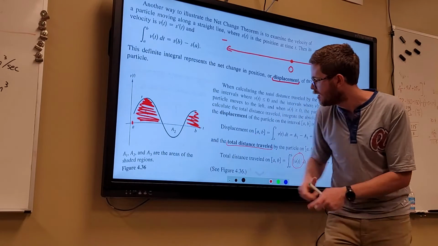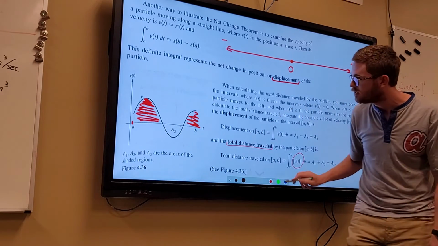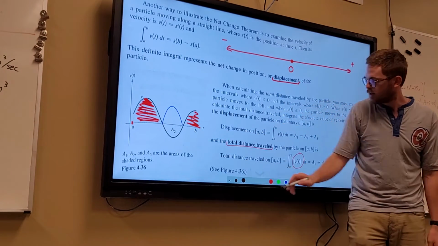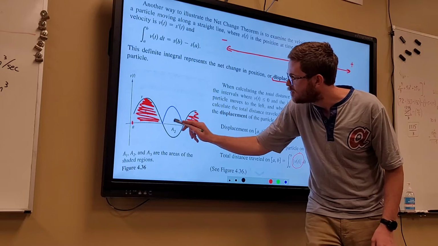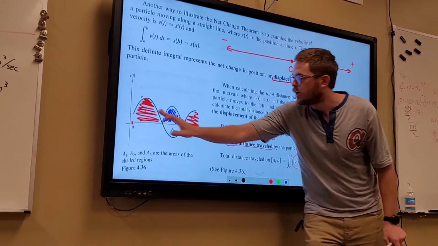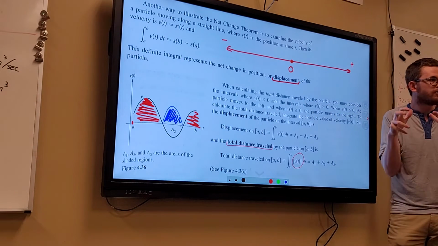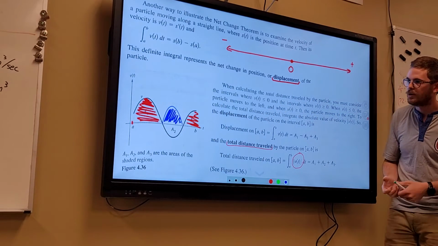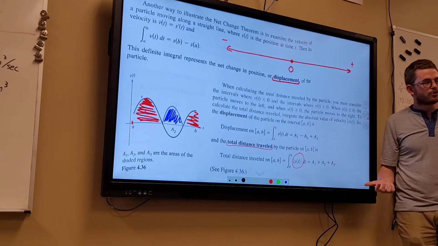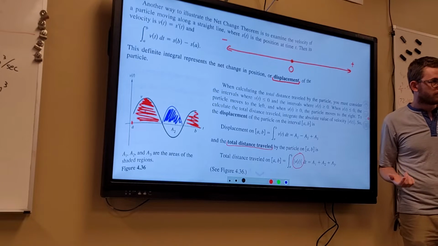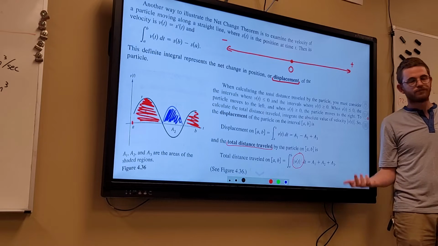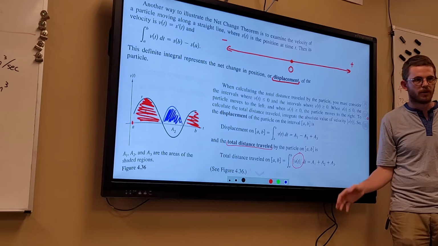This stuff down here, if we take the absolute value of our velocity, it would look like that now. And instead of having that negative A2, it's now going to be a positive right there. So it's going to be accumulating all of our regions as positive distance traveled. And so our total distance traveled is usually going to be more than our displacement. They would be the same if our velocity was always positive already.